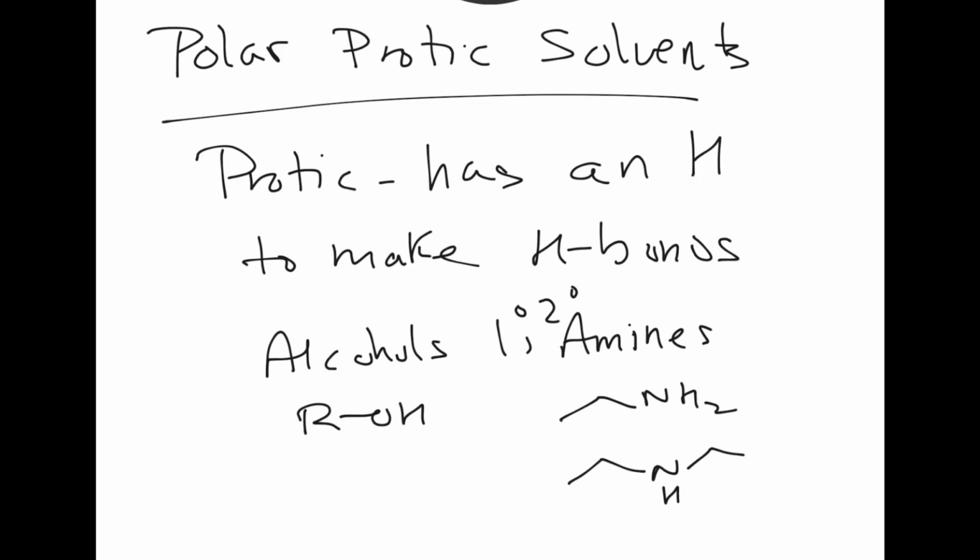We can have acids, or we can have amides, primary or secondary amides. Right. Tertiary amines and tertiary amides, they don't have hydrogens on their nitrogens anymore. So it's only primary and secondary amines. So these are our polar protic solvents.